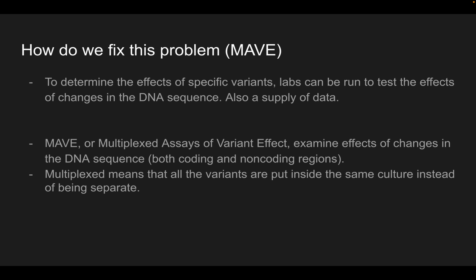And this is through a process called MAVE, or multiplexed assays of variant effect, which determine the effect of changes in the DNA sequence, or variants in the DNA sequence, on both coding and non-coding regions. I'll explain what the rest of that means, but multiplex basically means that all the variants are put inside the same cultures, so it's not like there's one test tube per variant. They're all in a big test tube, sort of.